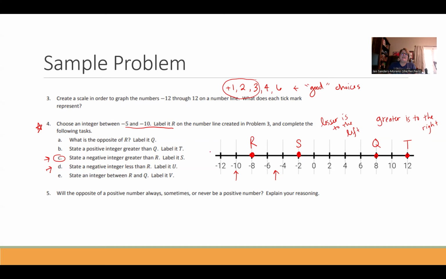So less than would be to the left. So any of these would be less than -8, and we're supposed to label it U. So I'm just going to randomly choose this guy.